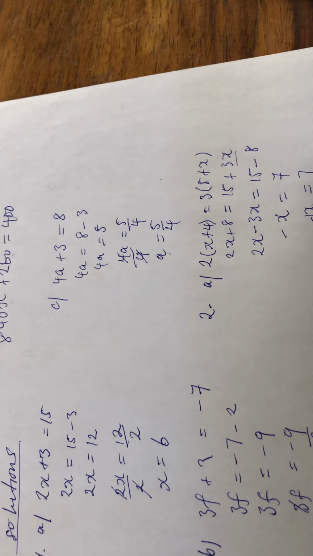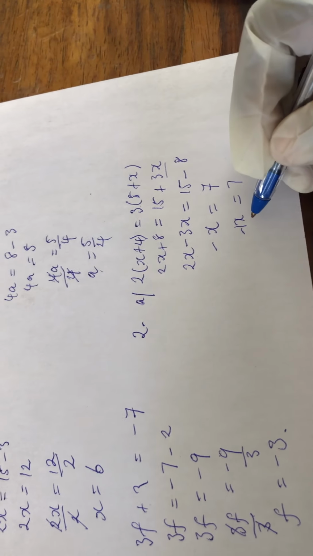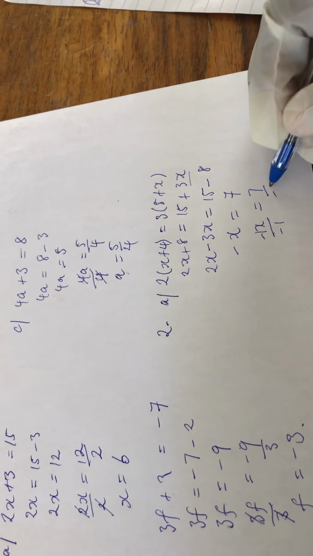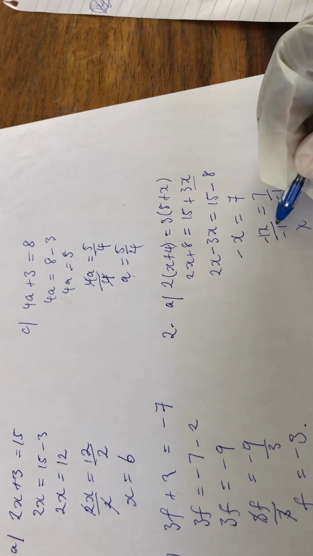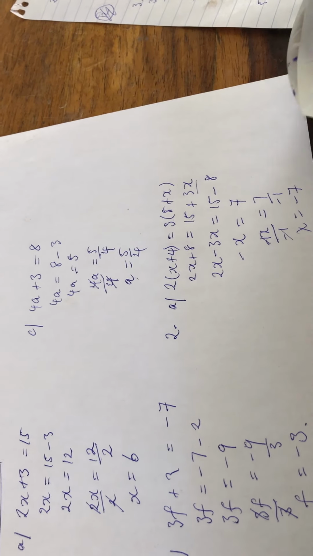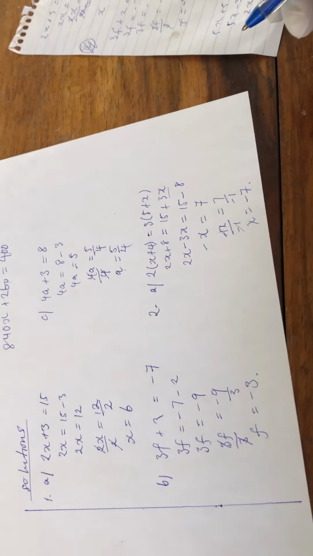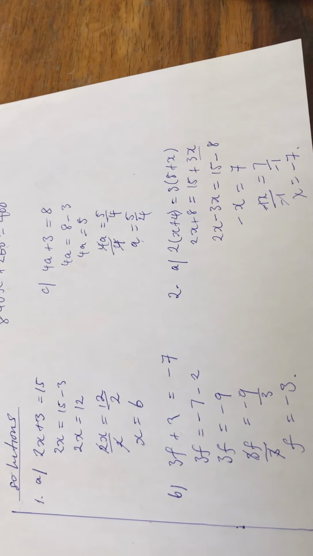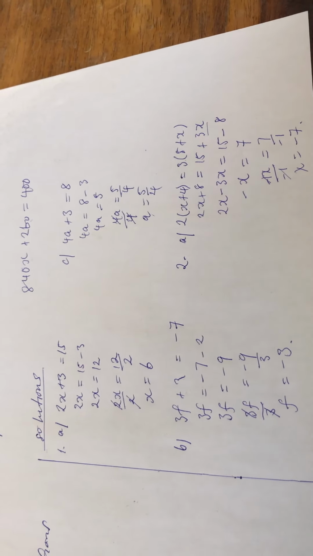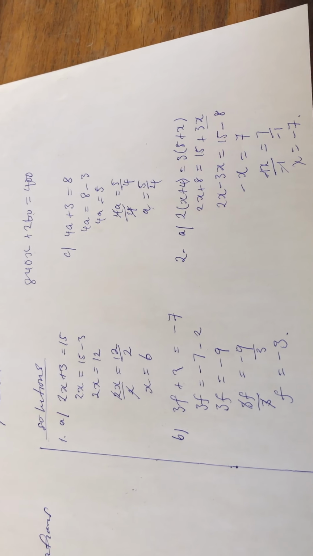Now again, it's like we have a 1 here, so you divide both sides by negative 1. So the negative 1 cancels out the negative 1, and we just remain with x is equal to negative 7. Great. Okay, so that's basically that.